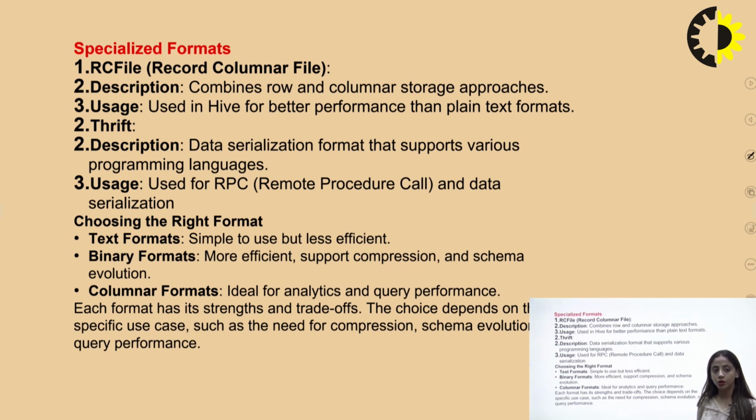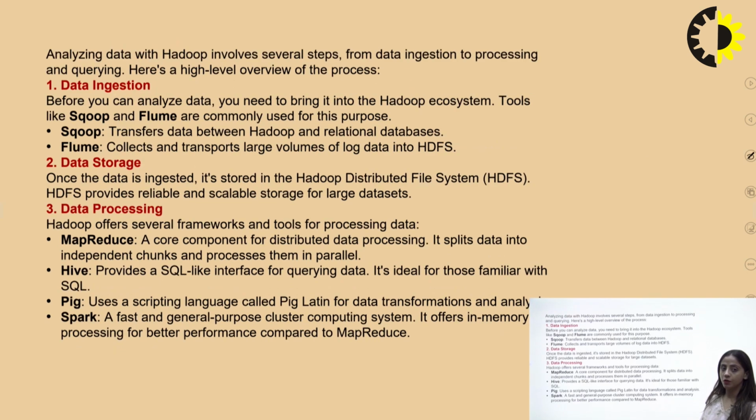Now, how will you choose the right format? If you want a text format, then it will be simple to use but less efficient. Binary format will be more efficient and it will support compression and schema evolution. Columnar format is ideal for analytics and query performance. Each format has its strengths and trade-offs. The choice depends on the specific use case, such as the need for compression, schema evolution or query performance.